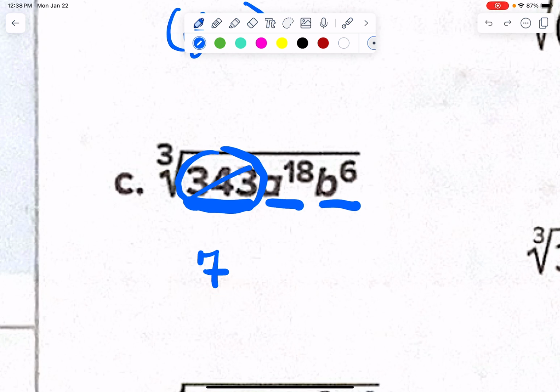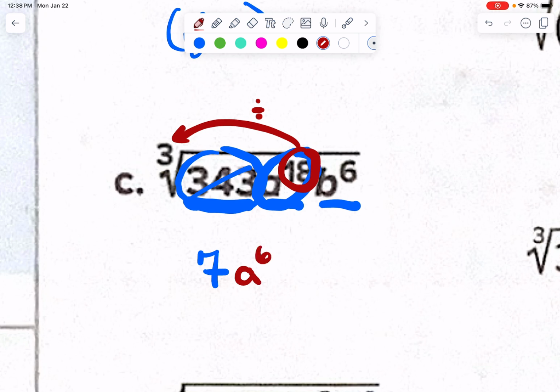But when I take a to the 18th power, all I'm doing is looking at this 18 and dividing by 3. I'm not asking, what's the cubic root of 18? No, I'm dividing the 18 by 3, and 18 divided by 3 is 6. So this is a to the 6th power. Now I do b to the 6th. That's an exponent as well. I take 6 and I divide by 3, and that is 2. So this is b squared.